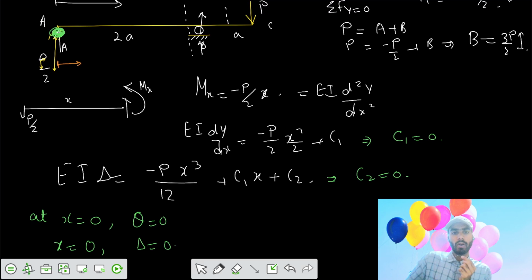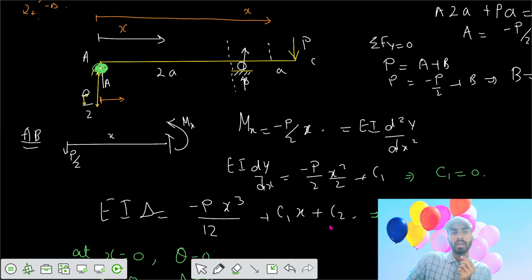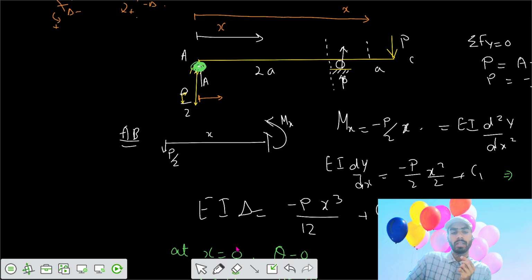So we got that C2 is 0, but the condition is that we had to solve the question in such a way that we had to link the two equations: the moment equation in span AB and the moment equation in span BC. We have to link them anyhow so that we can get the final delta at any point. Say we have to get the deflection at this point C. The question is to get the deflection at any point C.